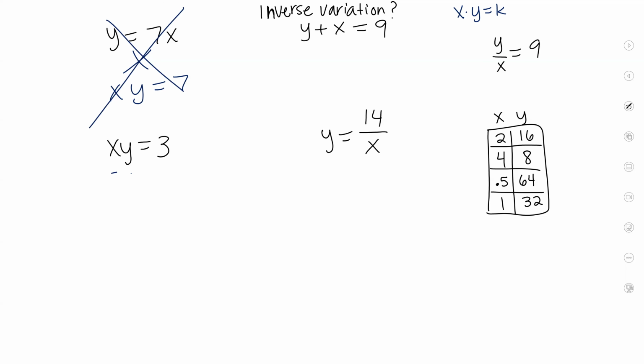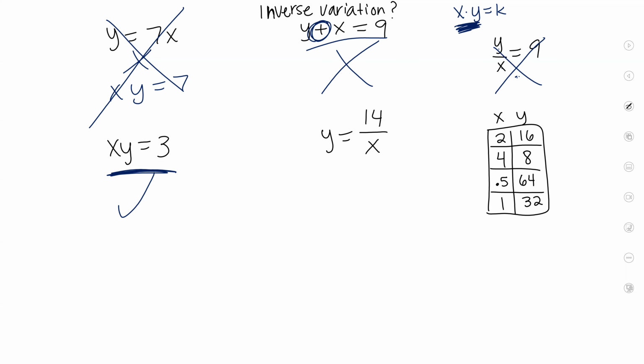Is this in the format of inverse variation? Yes, so this is inverse variation. What about this one? No, these aren't supposed to be added. They're supposed to be being multiplied. So this is not inverse variation. Is this inverse variation? No, it's supposed to be x times y, not y over x. This is not inverse variation.